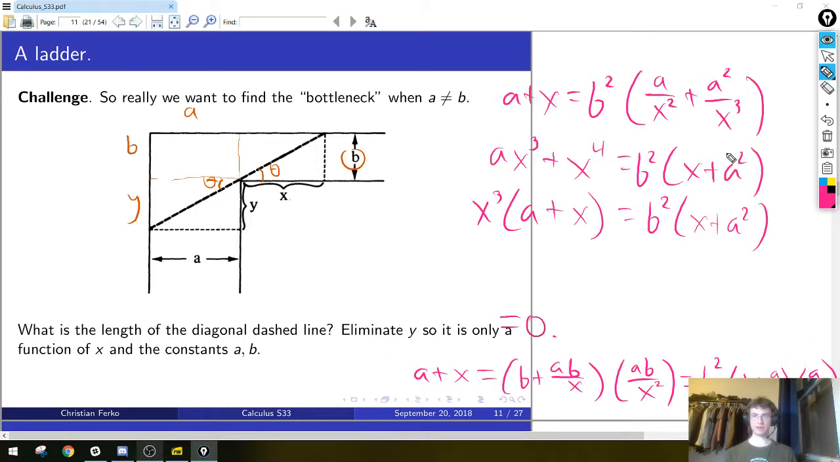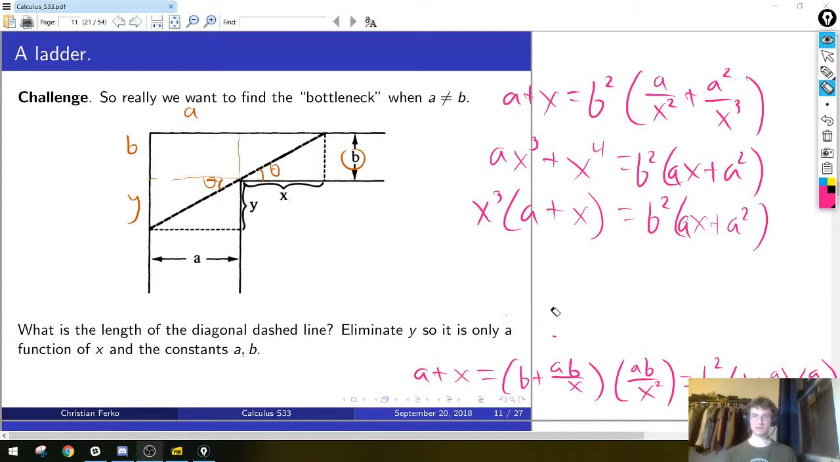A squared, wait, that doesn't make any sense. Ax. How did I do that? Multiply this by x cubed. A over x squared times x cubed is ax. There we go. Okay. This is looking better.